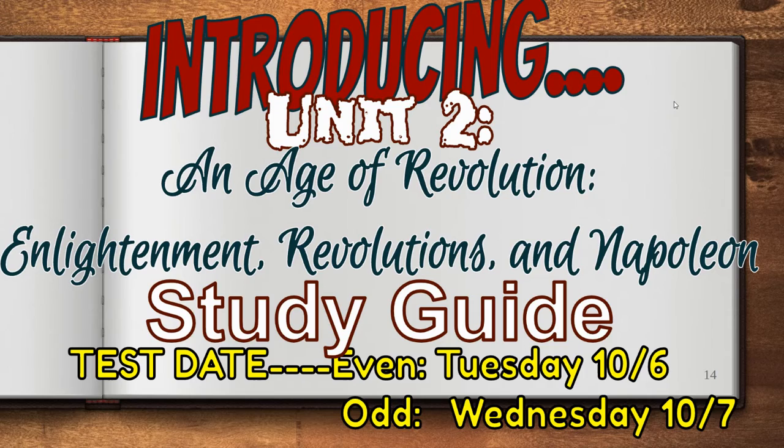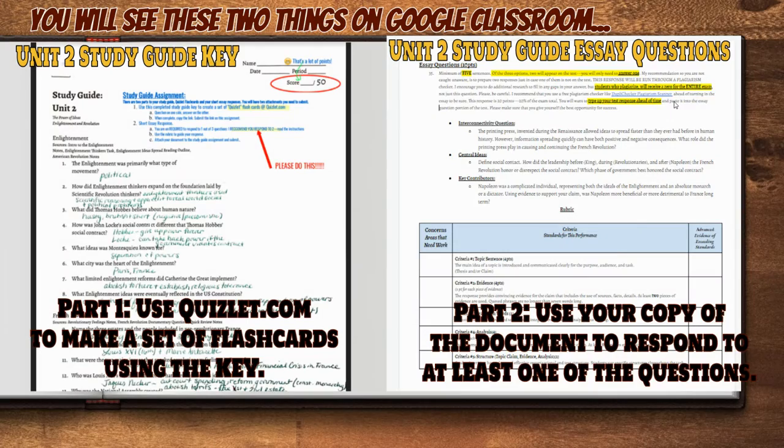So what we're going to look at first is the breakdown of how the study guide is going to go. This first video is going to go over the Quizlet, and the second video will go over the essay questions. The two things that you're going to see on Google Classroom are going to be the Unit 2 study guide key. The key means that it has the answers.